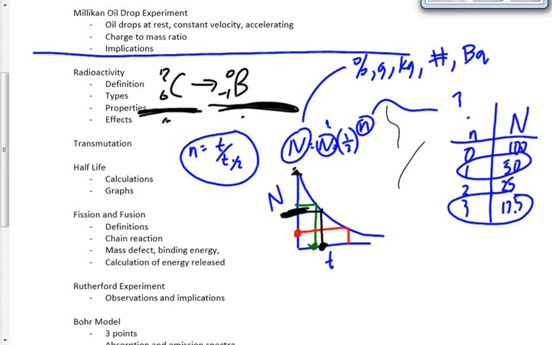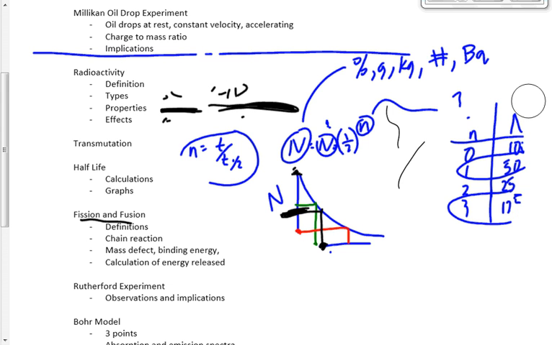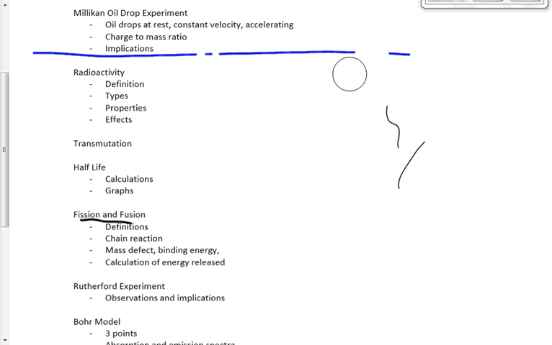All right, next fission and fusion here, guys. Fission and fusion goes along with radioactivity in the sense that it's transmutation. Transmutation is when one element changes into another element. It can happen by radioactivity, this natural spontaneous process, or by fission or fusion, which we can make happen.